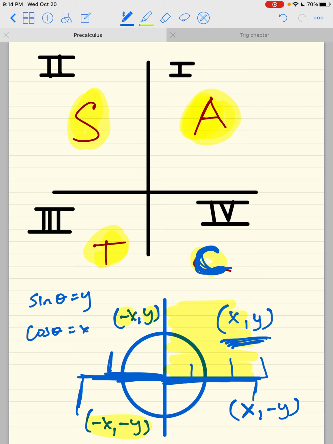It's incredible. So what we found from the unit circle is all trig functions are positive in quadrant 1. Only sine is positive in quadrant 2. Only tangent is positive in quadrant 3. And only cosine is positive in quadrant 4. I'm assuming everyone knows that sine divided by cosine is tangent. Okay?